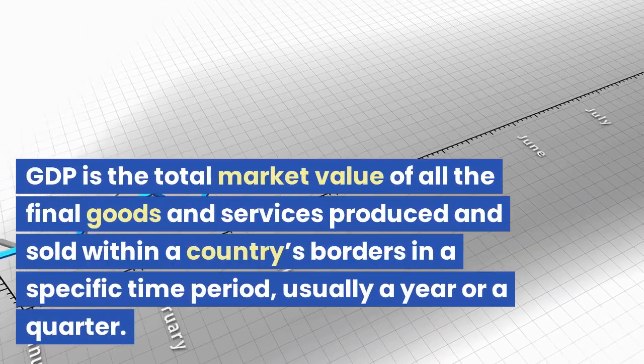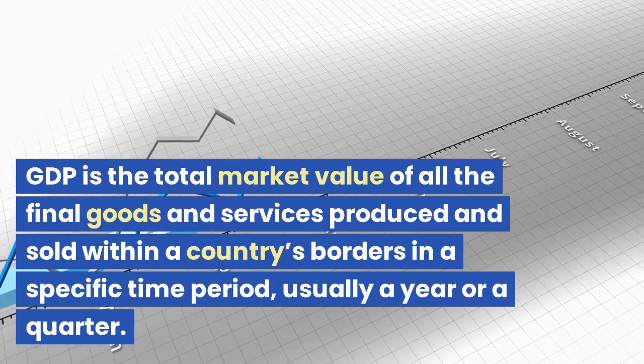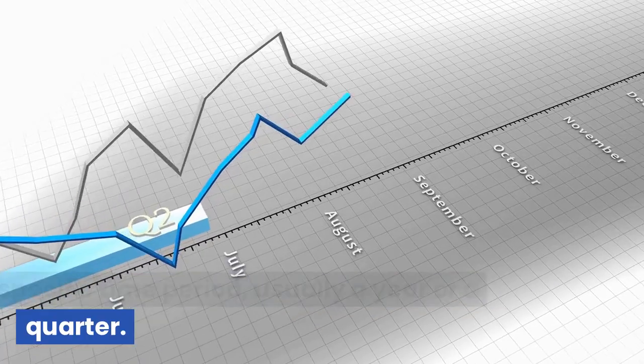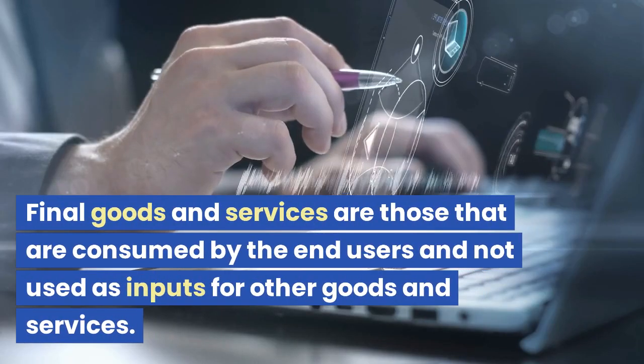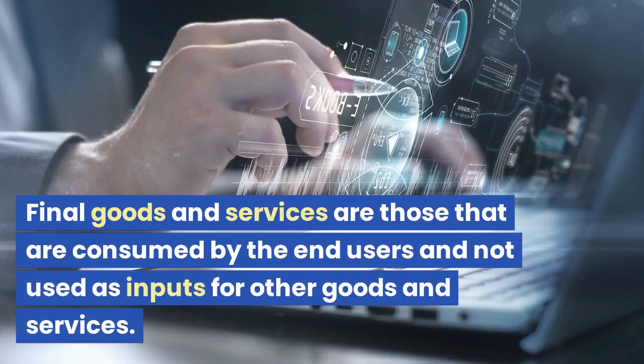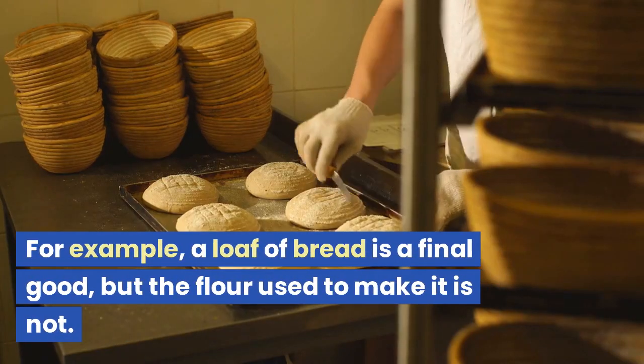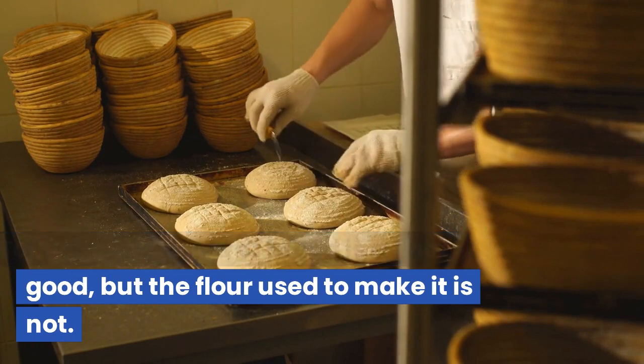GDP is the total market value of all the final goods and services produced and sold within a country's borders in a specific time period, usually a year or a quarter. Final goods and services are those that are consumed by the end users and not used as inputs for other goods and services. For example, a loaf of bread is a final good, but the flour used to make it is not.